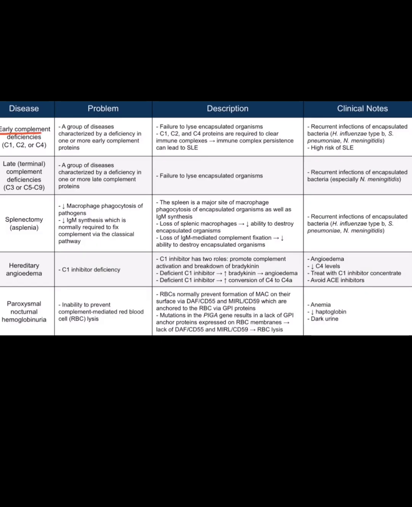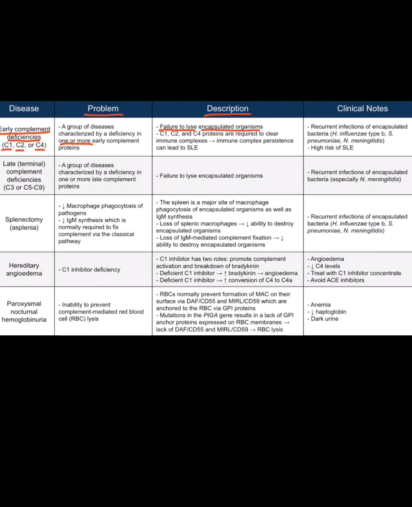Let's start with early complement deficiencies. This involves complement proteins C1, C2, or C4. Now let's describe the problem. This is a group of diseases characterized by a deficiency in one or more early complement proteins. So moving on to the description, this ultimately means that there's a failure to lyse encapsulated organisms, which makes sense. If you don't have the first portion of the complement system, then you wouldn't get that latter portion of the complement system, which is the formation of the membrane attack complex.